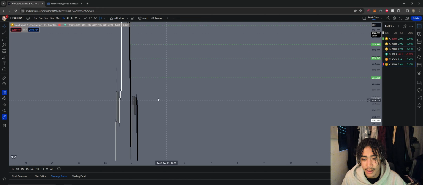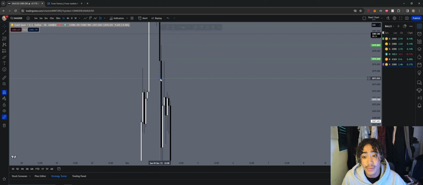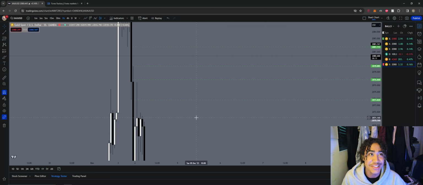Our first TP was at the top of this 1 hour fair value gap. Yo, this Discord chat is crazy. You guys are crazy.